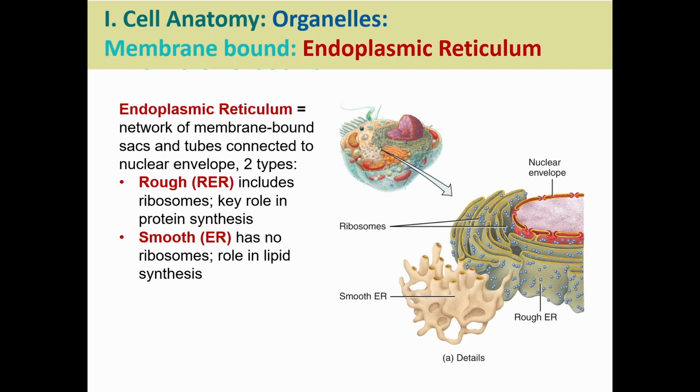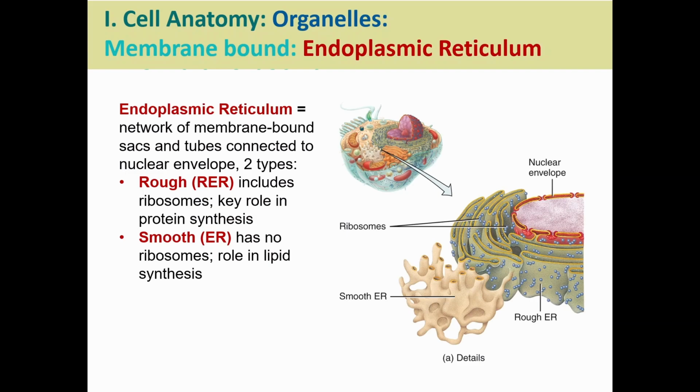So now we get to the membrane-bound ones, and we're going to start with the first of our few components that make up the endomembrane system. We're going to start with the endoplasmic reticulum. Because it's a bit of a mouthful, I'm going to call it the ER for short. So just know if I'm saying ER, I'm talking about the endoplasmic reticulum. This is going to be a network of membrane-bound sacs and tubes that are connected directly to the nuclear envelope. And there's two main types, the rough ER and the smooth ER.